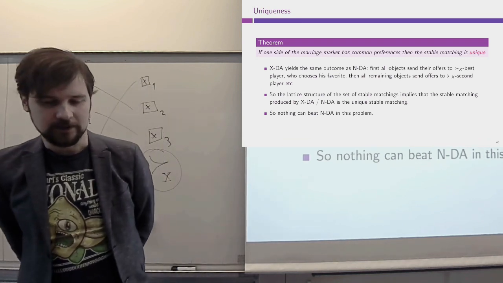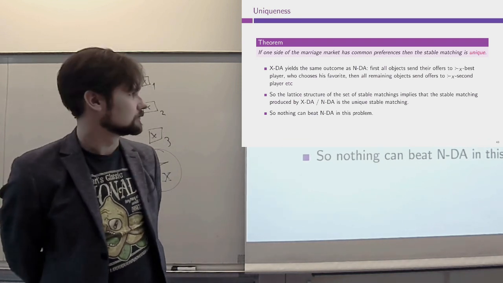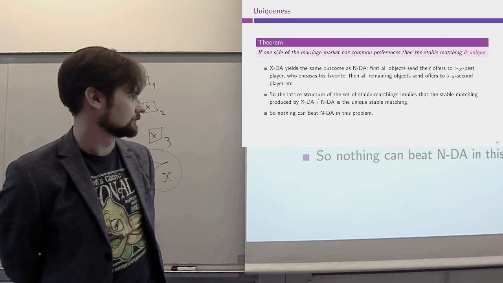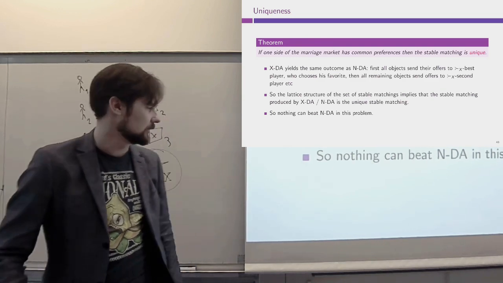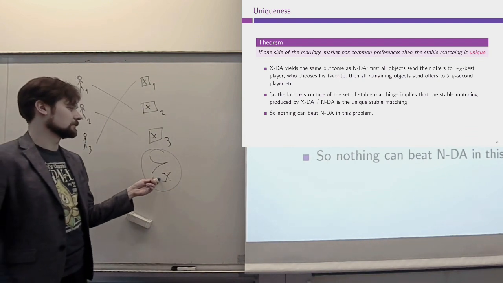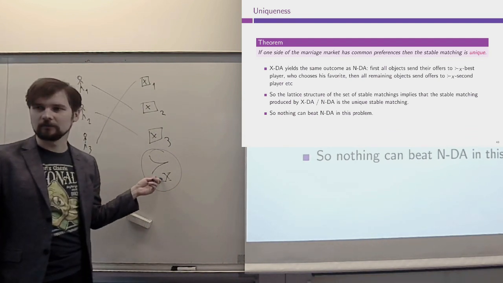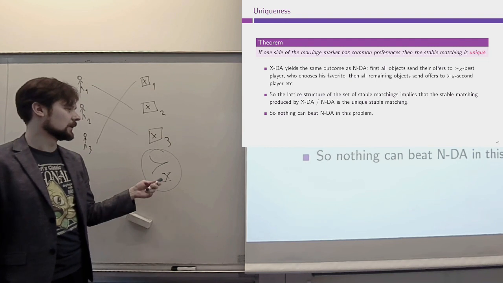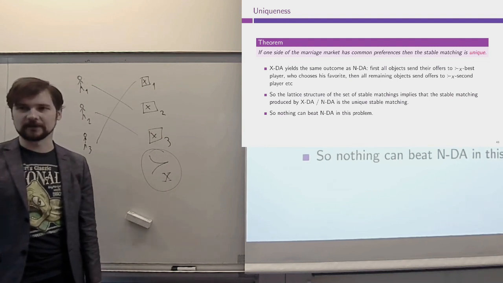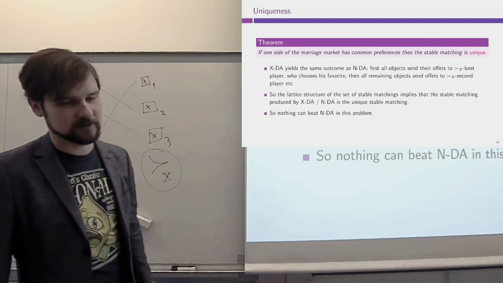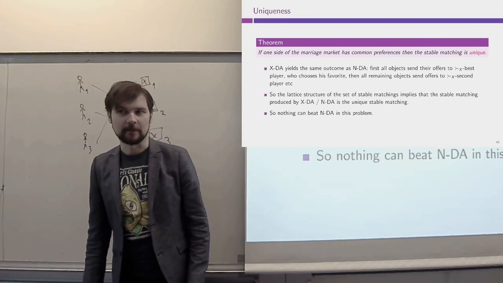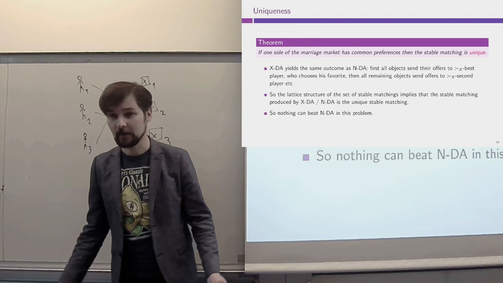So, this is pretty much the bottom line. If you have this kind of problem, if either the designer has preferences over agents, or you know the preferences of one side of the market and they are common, then you can use deferred acceptance to get the unique stable matching. Any questions on this?